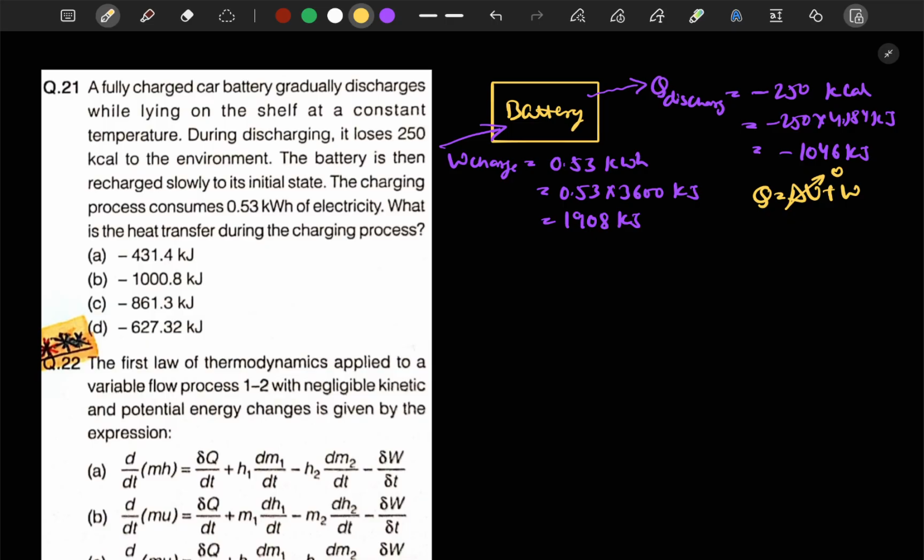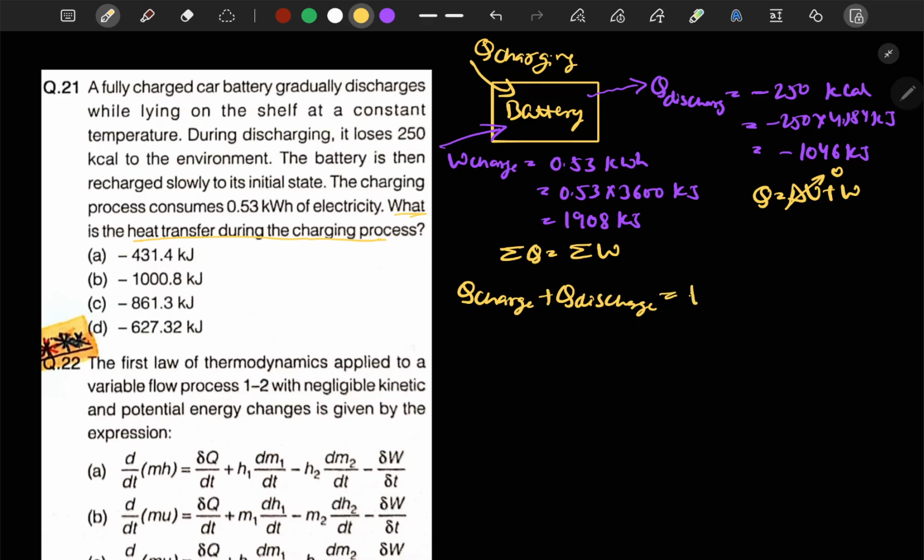So let's see what the total Q is. We can write summation Q is equal to summation W. Now there are two types of heat here. We have been asked what the heat transfer during the process is. So during the charging there will be some heat, so we can write Q is equal to Q charge plus Q discharge.